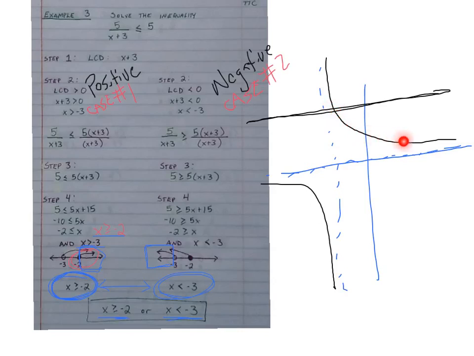So here x is greater than negative 2, and here x is less than negative 3. The area that is not below the line of 5 is from negative 3 to negative 2. Thinking about it graphically is not necessary, but sometimes it is quite useful to look at it this way. Sometimes people will graph it on their graphing calculator and use that as a guide to help inform them.